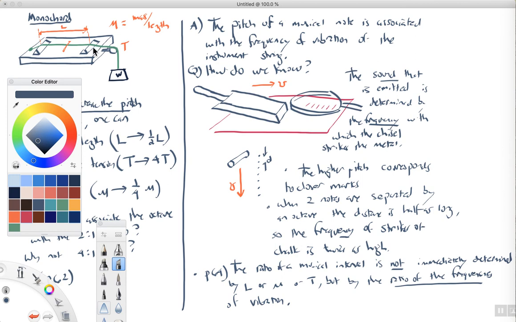And once again, the frequency can be affected by changing the length, changing mu, and changing the tension. Those are the independent variables that affect the frequency that then affects the pitch. So let me stop there, and I will pick up this discussion in a bit more mathematical way next time.